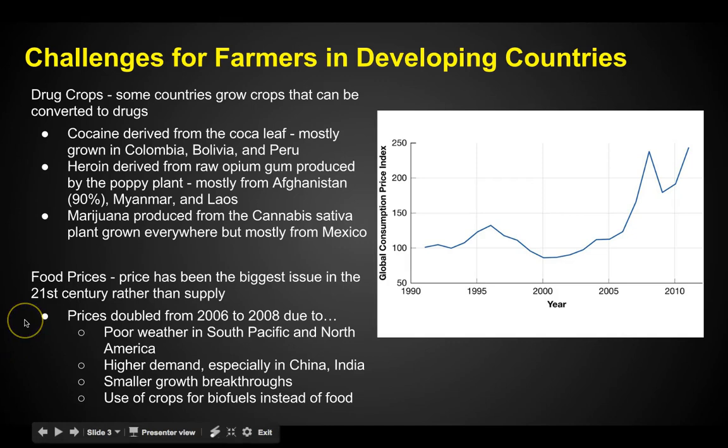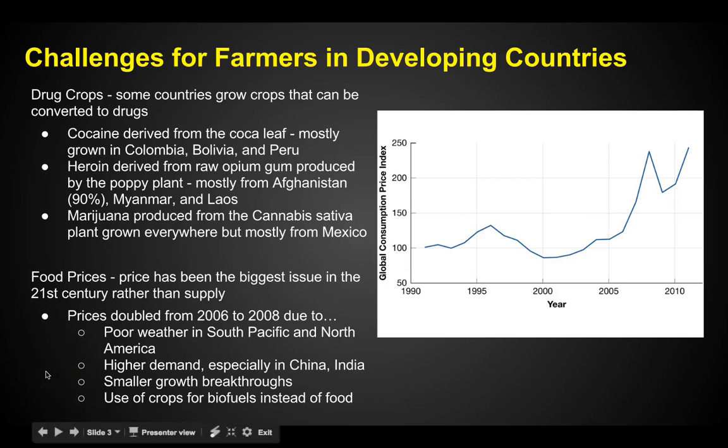What can I say? Food prices, well, they doubled from 2006 to 2008 because we had poor weather in the South Pacific and North America. There was a higher demand, especially in China and India, because of increasing population. And there were smaller breakthroughs, meaning we didn't come up with more and more efficient ways to grow the food, so it slowly began to get more expensive.